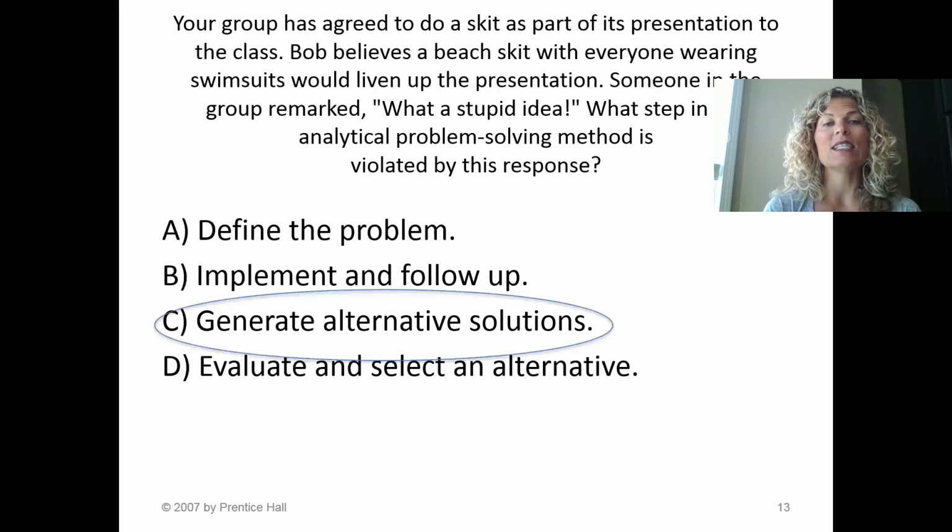The answer here is C, generate alternative solutions. So remember that step 2 of the problem solving, we're just brainstorming ideas of potentially what we should do for our skit. Bob, whether it's a good or bad idea, shares his thoughts, and we're already evaluating. Okay, what a stupid idea, right? So that's evaluating the idea, and really at this step, at the generating alternative solutions, that is something that we really want to avoid doing.